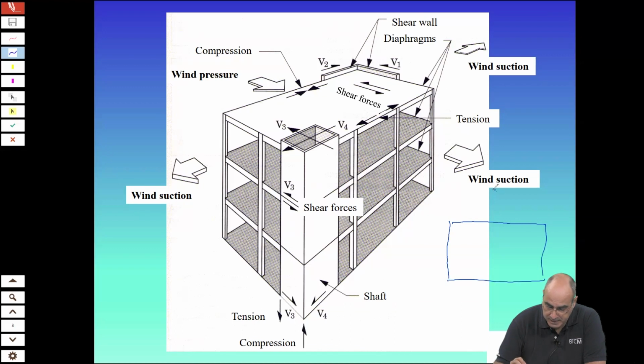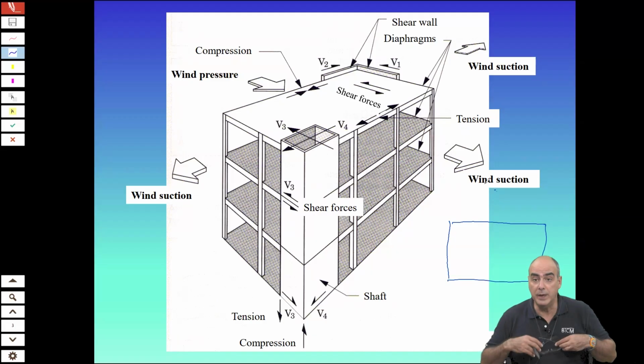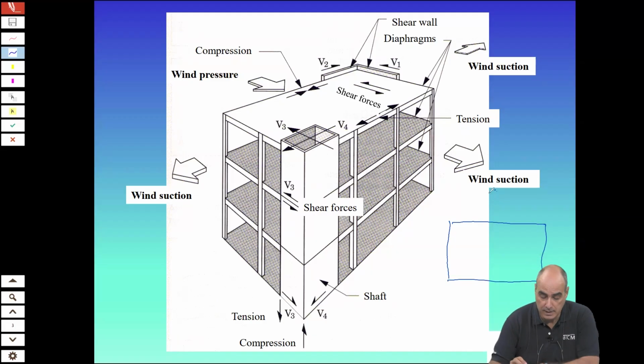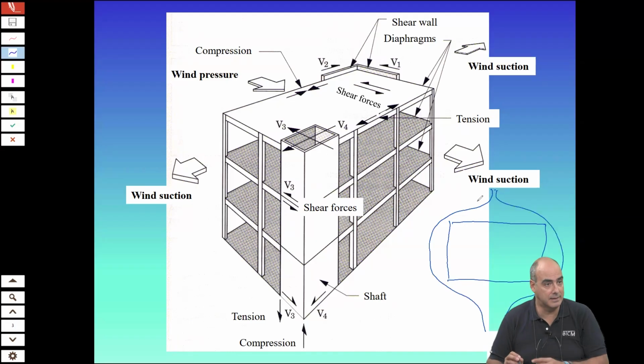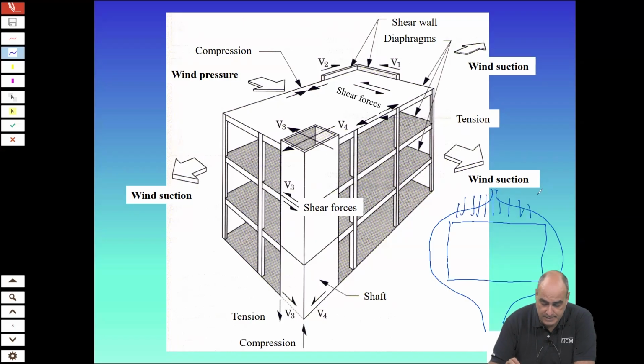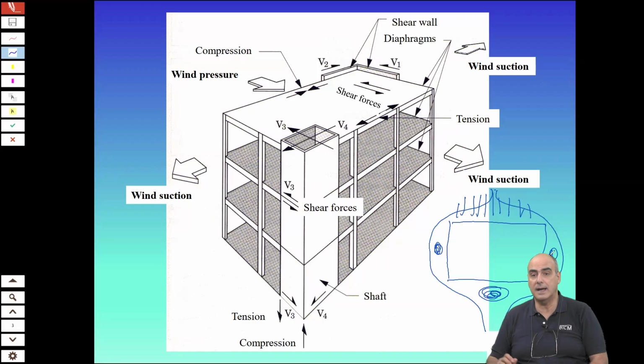wind comes, wind is basically a fluid, which is air in motion. And the current of air must make this path. So whereas here the flow currents hit directly the surface of the building, here you create some turbulence areas which actually create this suction.